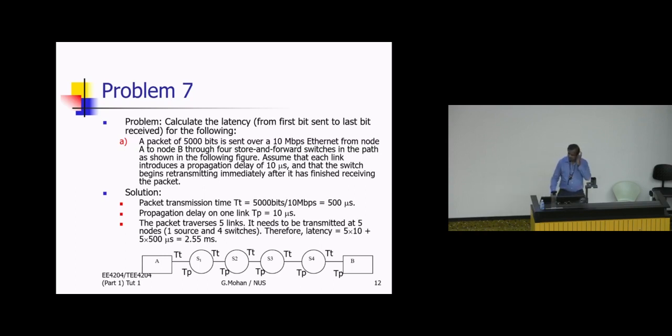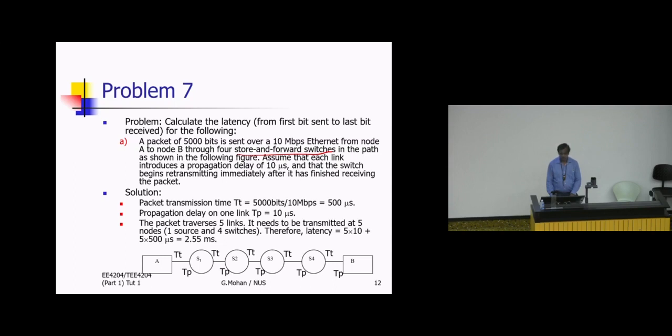A packet of 5000 bits is sent over 100 Mbps Ethernet from node A to node B through 4 store and forward switches in the path as shown in the figure below. Assume that each link introduces a propagation delay of 10 microseconds and the switch begins retransmitting immediately after it has finished receiving the packet.